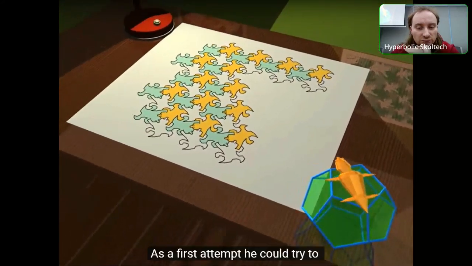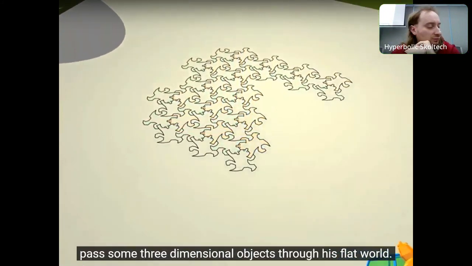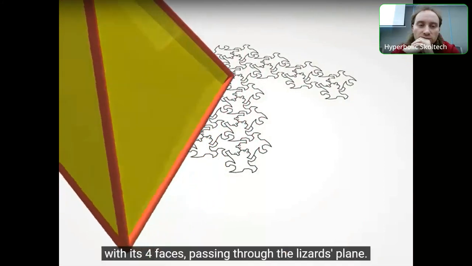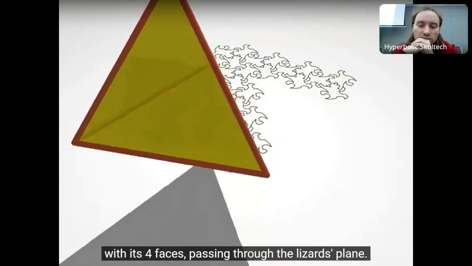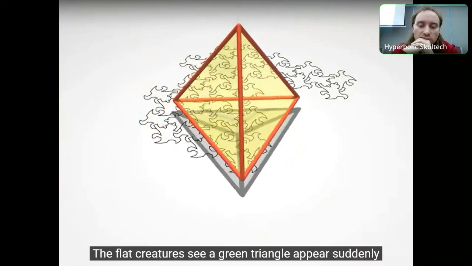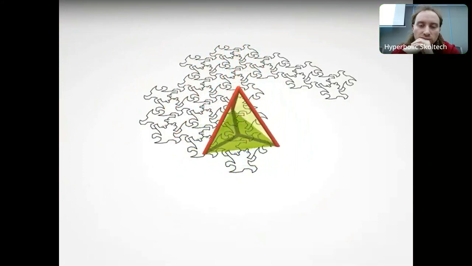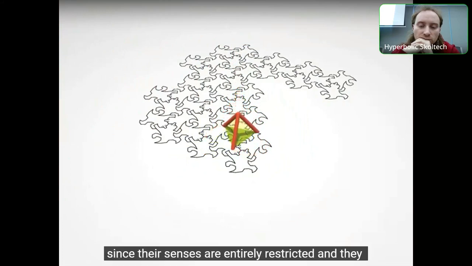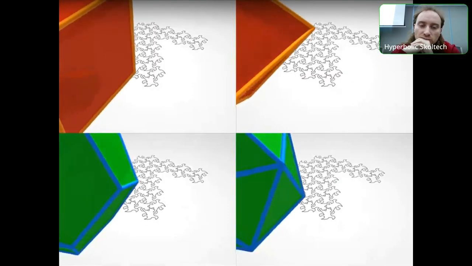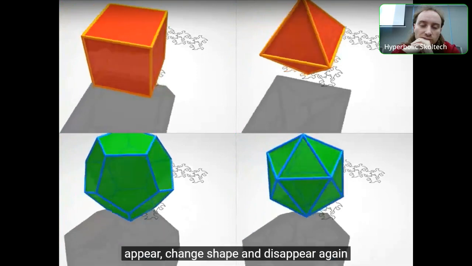As a first attempt, he could try to pass some three-dimensional objects through his flat world. Here, for example, is a tetrahedron with its four faces passing through the lizard's plane. The flat creatures see a green triangle appear suddenly, then gradually shrink away. This is all they see, since their senses are entirely restricted and they cannot perceive anything outside of their plane. Each time the lizards see these green polygons in the air change shape and disappear again, they might imagine the form of an object that has just crossed their plane.